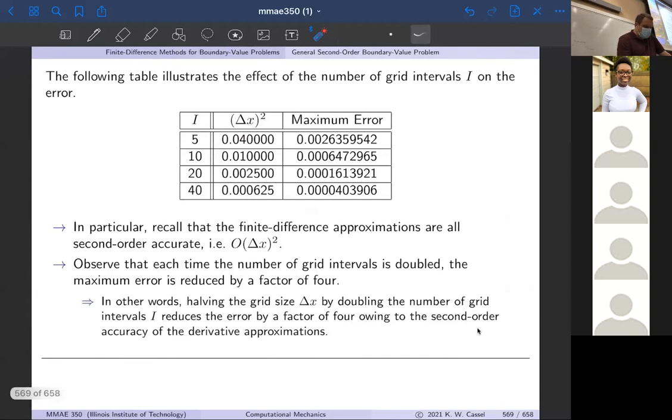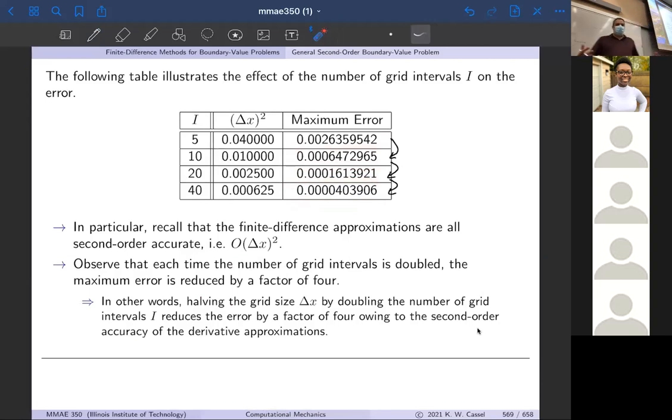In any case, as I double the number of points and therefore halve the delta x, the error goes down by a factor of 4. And it does so exactly. So if you take this number right here and divide by 4, you'll get, well, not exactly, but something very close to this. Divide that by 4, you'll get this. Divide that by 4, you'll get this.